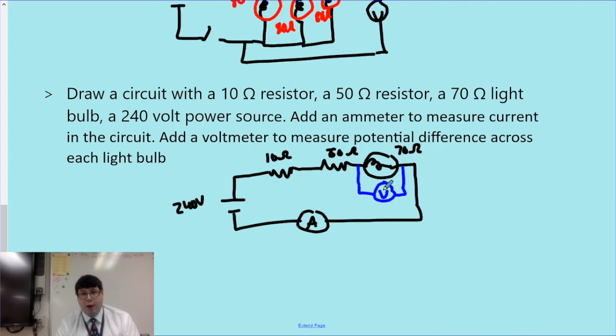Okay, so that's how to draw circuit diagrams and include circuit components. Thank you very much, and I'll see you guys later.